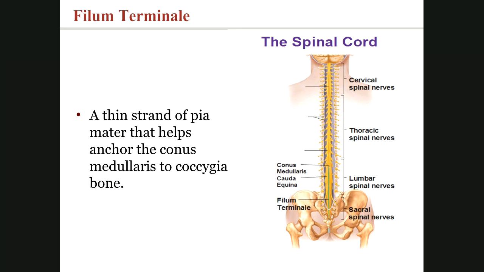This thin strand, which is green in this picture, has a unique name. We call it filum terminale. So the filum terminale is a very thin strand of pia mater which can help attachment of the conus medullaris to our coccygeal bone for prevention of movement of our spinal cord in the vertebral column.